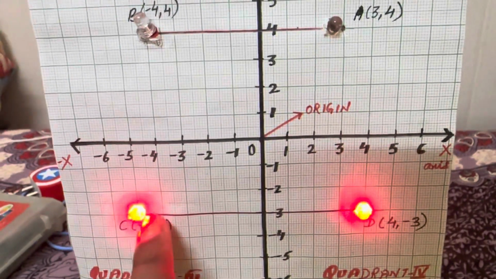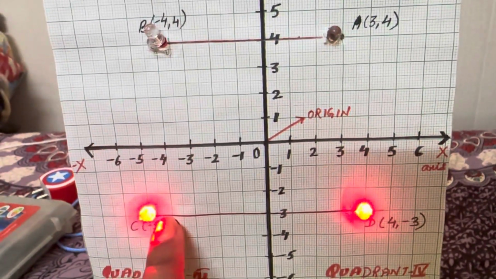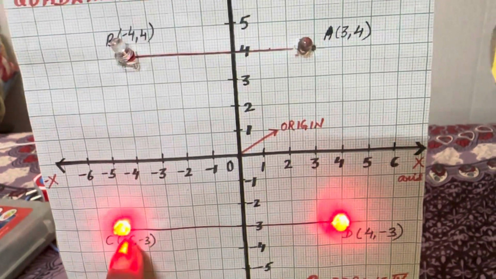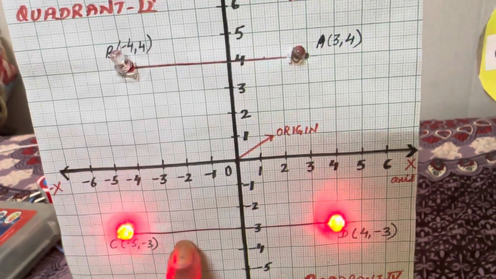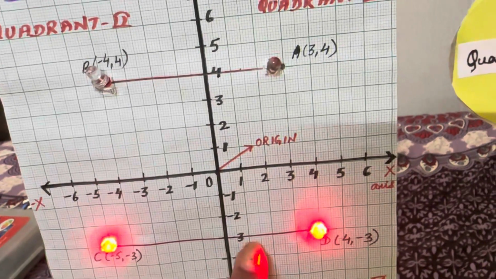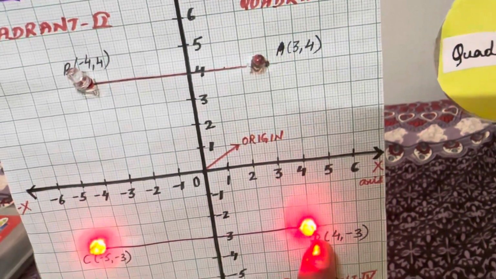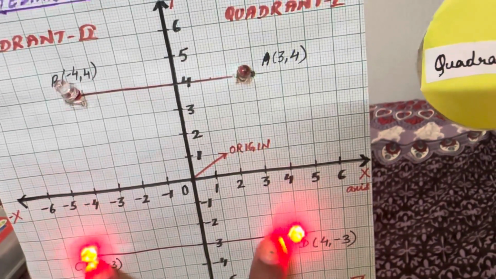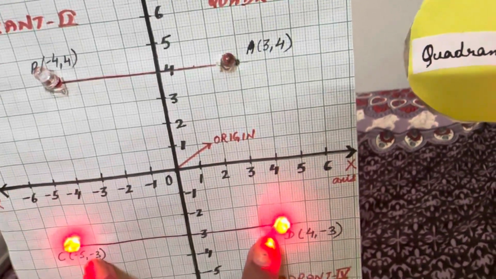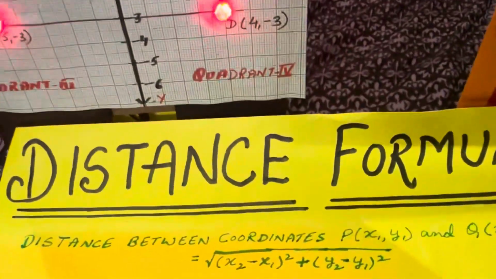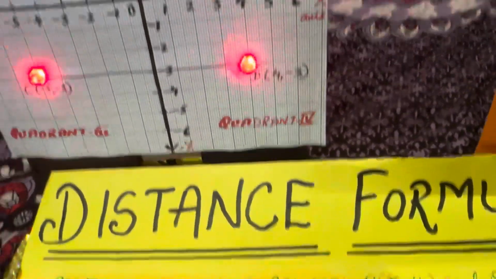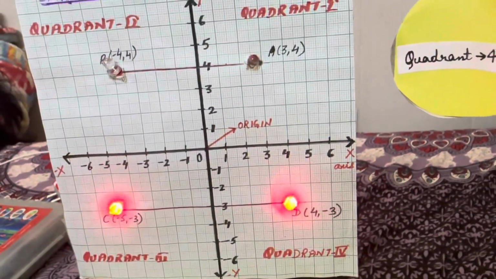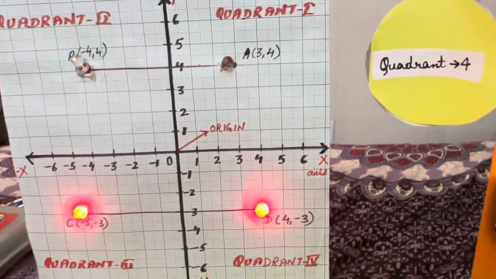And we can also count these boxes. It means one box represents 1 unit. So when we count these boxes, we can see clearly that 1, 2, 3, 4, 5, 6, 7, 8 and 9. So the distance between these 2 coordinates is 9 units. And by using the distance formula of coordinates, we can find the distance between these 2 coordinates.